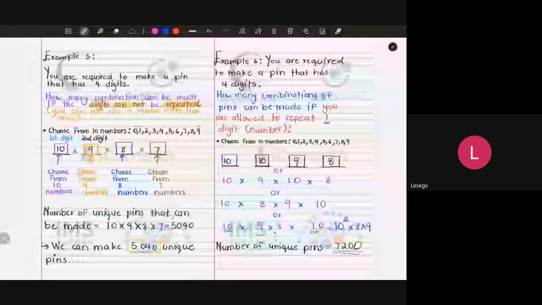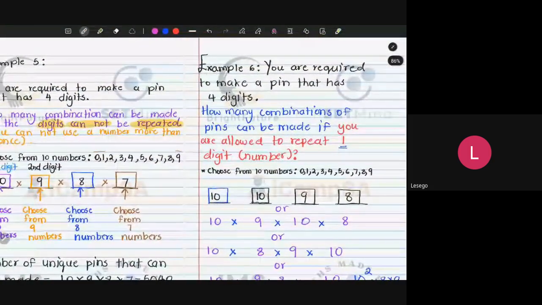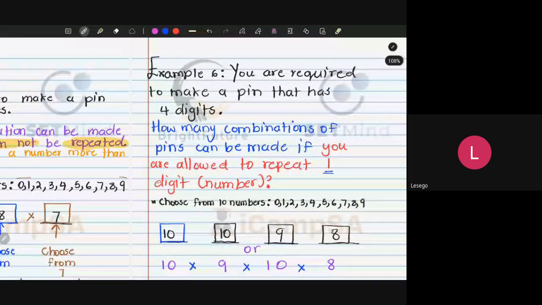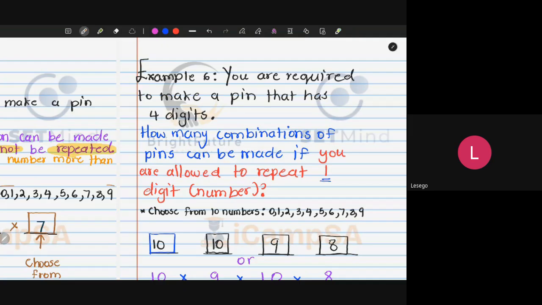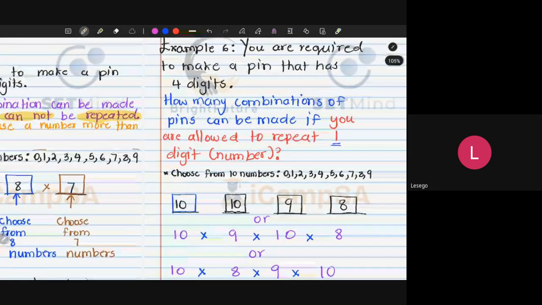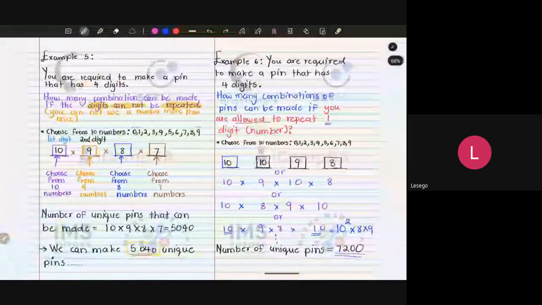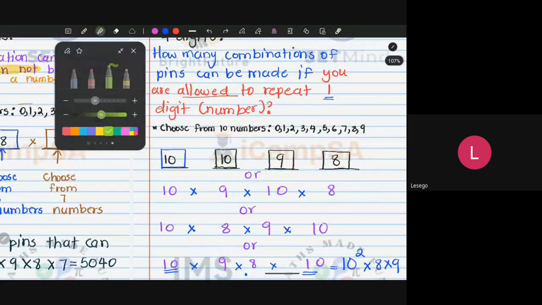Okay, guys, let's have a look at example number 6, just briefly. On example 6, we are required to make a pin, and I really advise that you guys check the previous lesson to fully understand this. Example 6, which we did on the previous lesson, we were required to make a pin that has 4 digits. And we are asked how many combinations of pins can be made if we are allowed to repeat 1 digit. So we are allowed to only repeat 1 number. So think of it, guys, what happens here.